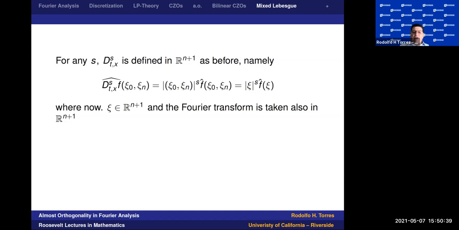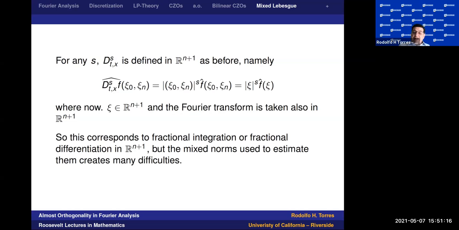So again, what is the fractional derivative, now in R^{n+1}? It's the same as before. We take the variable to the power s, and that's the definition of this fractional derivative. s is any positive number; it doesn't have to be an integer. The fractional derivative is the function whose Fourier transform is obtained by multiplying by the s power of the variable ξ, which I will often divide into a one-dimensional ξ_0 and an n-dimensional ξ_n.